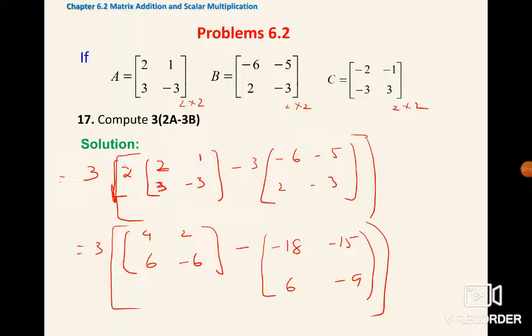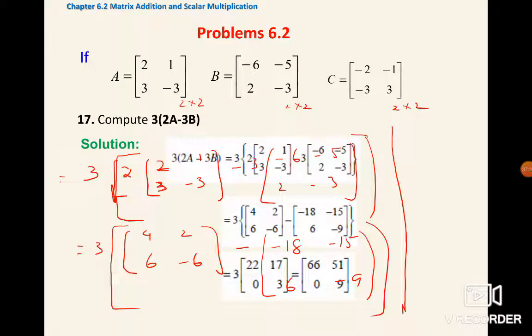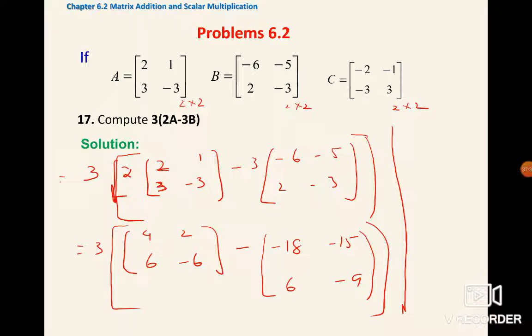Now subtract these two matrices and multiply by 3. You have to do it here. Okay, the next step I can show you here. There's no space. Okay, let me write here. Subtract the matrices. 4 plus 18 is 22. 2 plus 15, so negative and negative will be positive, 17. 6 minus 6 will be 0, minus 6 plus 9 will be 3. This matrix will be multiplied by 3, and the resultant matrix is 66, 51, 0, 9. That's the end of this problem.